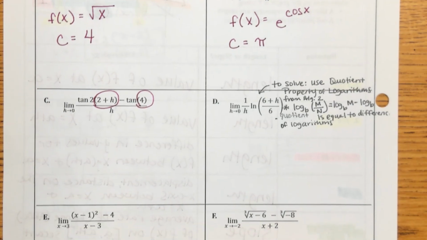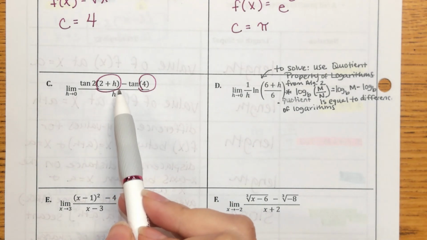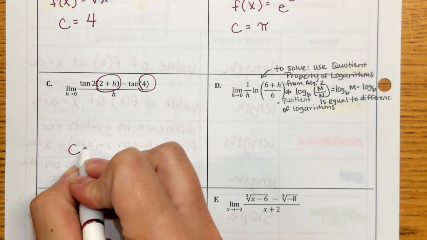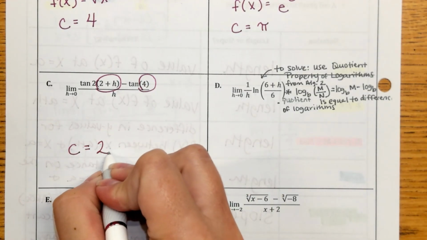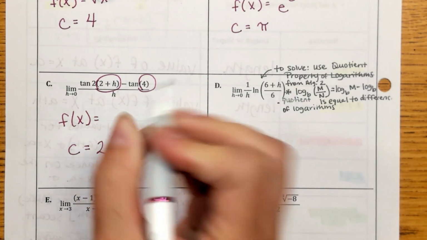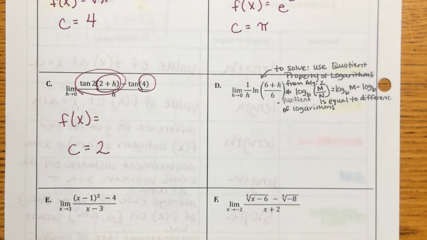Okay, so let's look at c here. On my first one, where it should be a plus h, what do you think is our value for the variable x? 2. Okay, now let's look at our f of x here. Okay, look at our base. What do we think is our function?